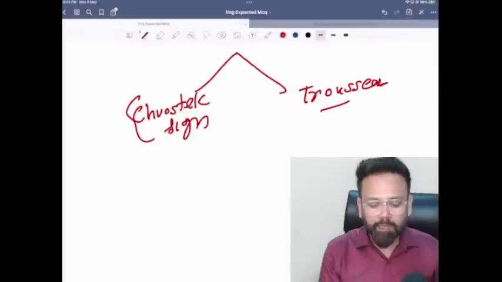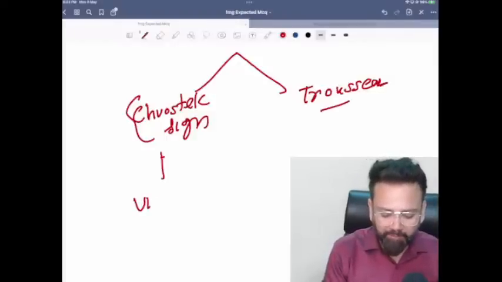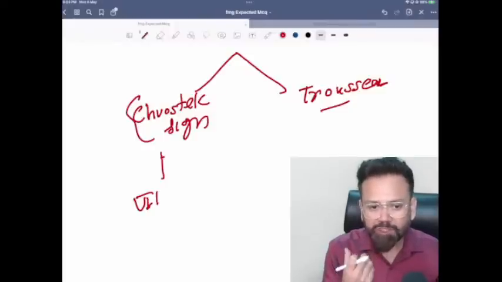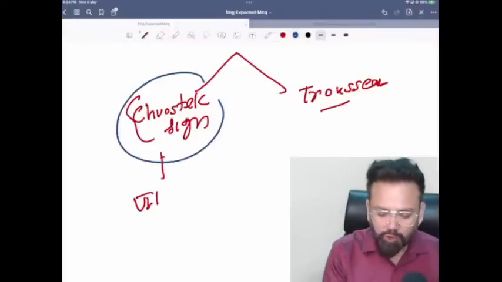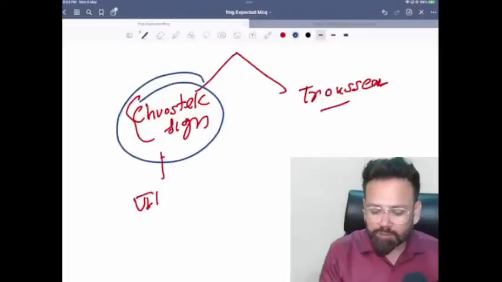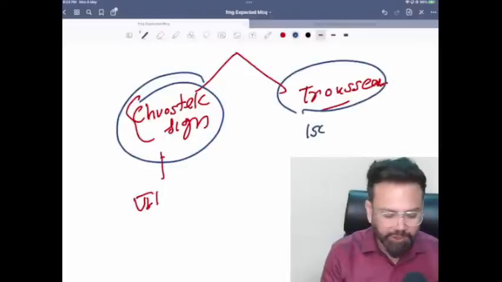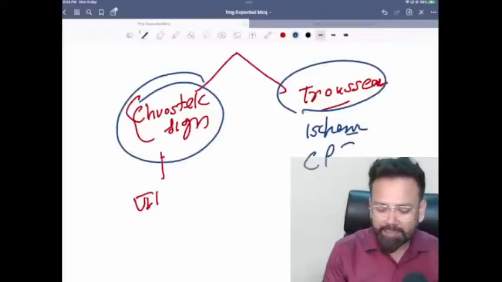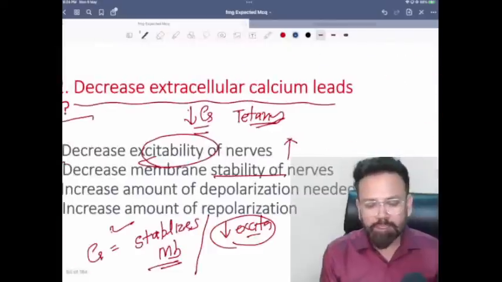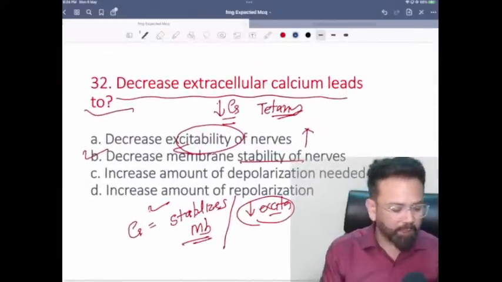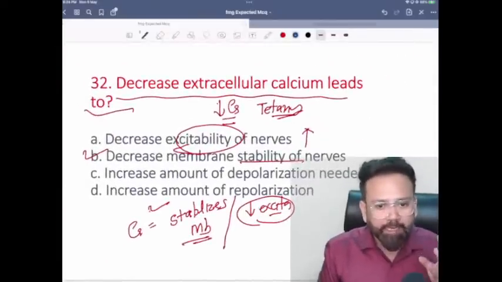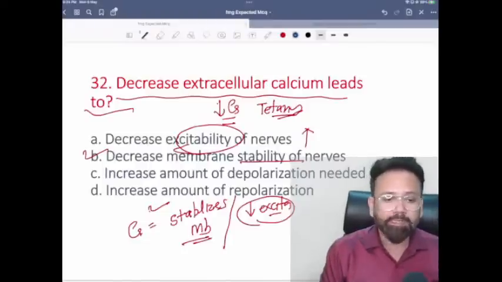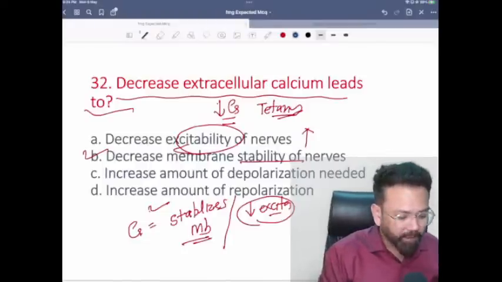There are two signs. If you tap the facial nerve, there is contraction of the facial muscle. This is called Chvostek sign. And Trousseau's sign, if you generate ischemia, there will be carpopedal spasm. These two you will see in surgery. Very often asked question in surgery. Chvostek sign and Trousseau's sign are characteristic of hypocalcemia or tetany.